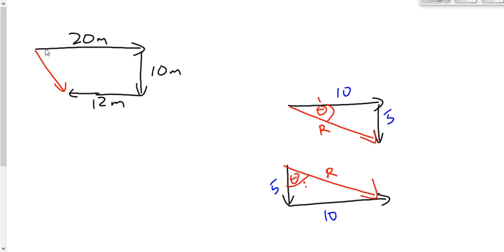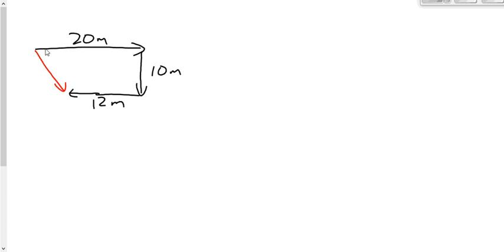What's the goal? What's the goal, Liam? Right, get a right angle triangle. Do I have one right now? No, so I got to get one. And how am I going to get one? By breaking it up into x and y components. X components, y components, and now let's go through each of these vectors.